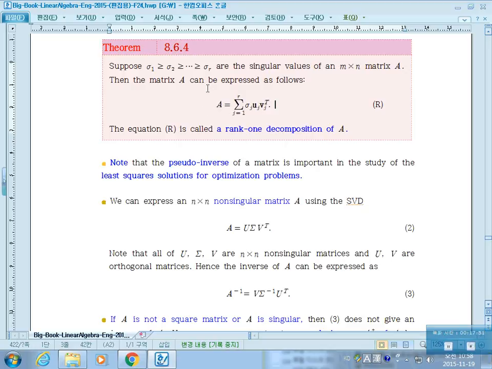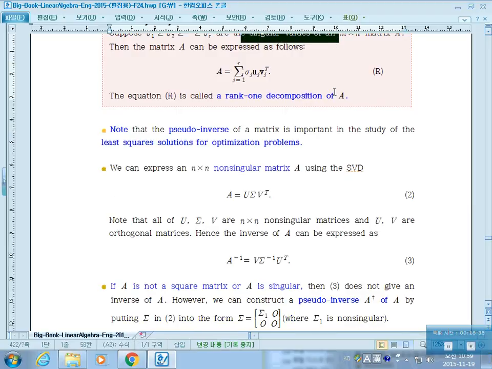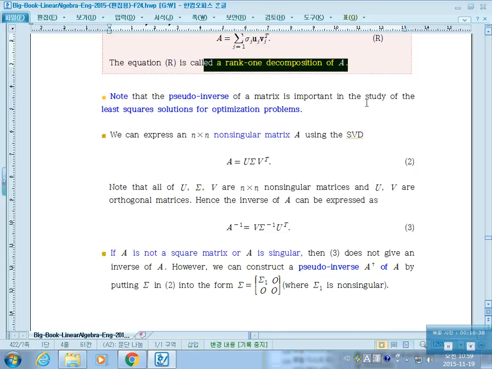So with the singular value decomposition, we can write a matrix as a summation of rank 1 matrices. And how many terms? Only as many terms as the number of non-zero, positive singular values. A can be written as the linear combination of these matrices. Singular values are positive numbers. Okay, this is called the rank one decomposition.